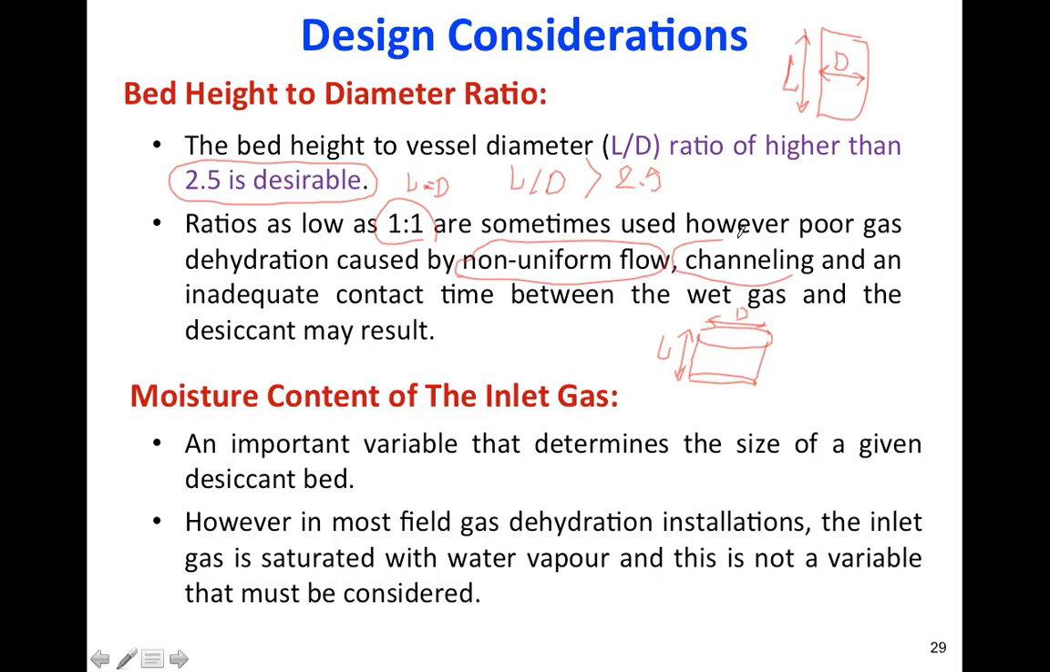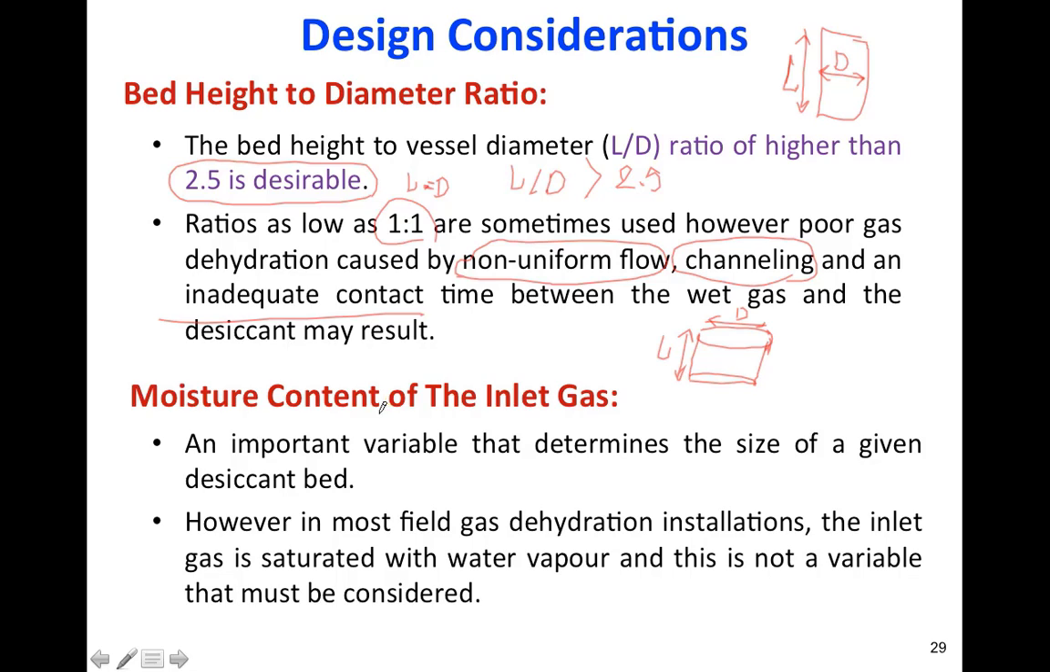Channeling means your gas goes through some part of the bed and doesn't even touch some other part of the bed. So that's not good. It goes only through the center channel, not the whole cross section of the column. When we have this kind of non-uniform distribution or channeling, there will be inadequate contact between the gas and the solid particles, which results in lower efficiency of the column.